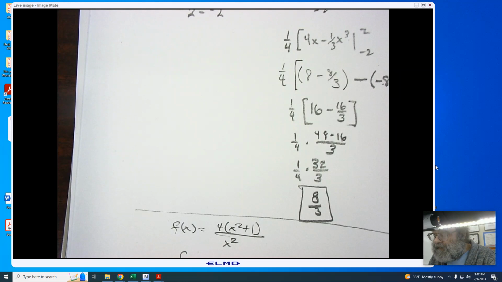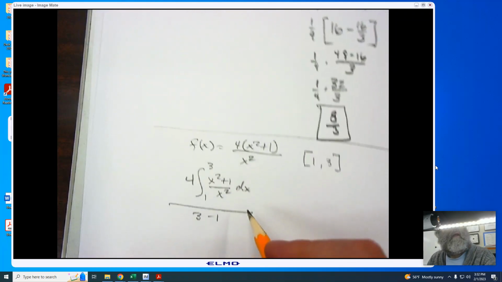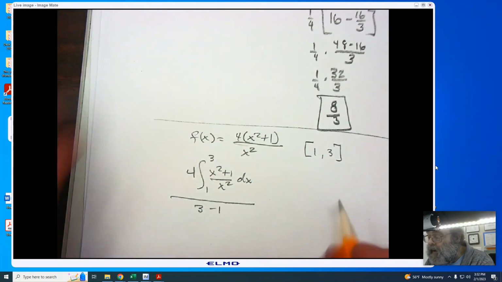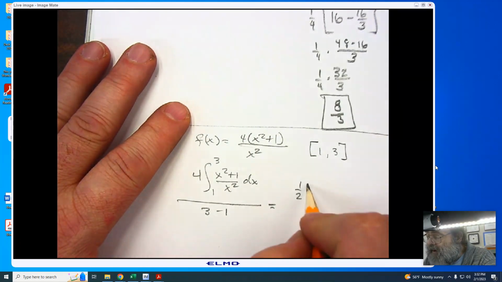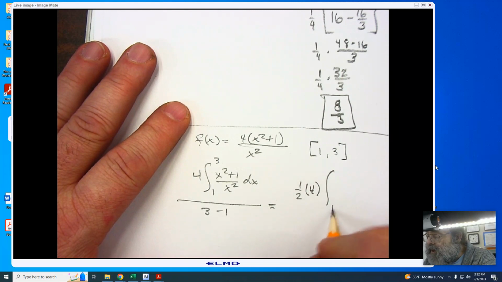I'm going to take out the coefficient, leaving me with the x squared plus 1 divided by x squared dx. I am working over the interval from 1 to 3. So I have 1 to 3, and I take 3 minus 1. There's my setup. This 1/2 is going to come out to the front, so 1/2 times 4 times the integration 1 to 3.